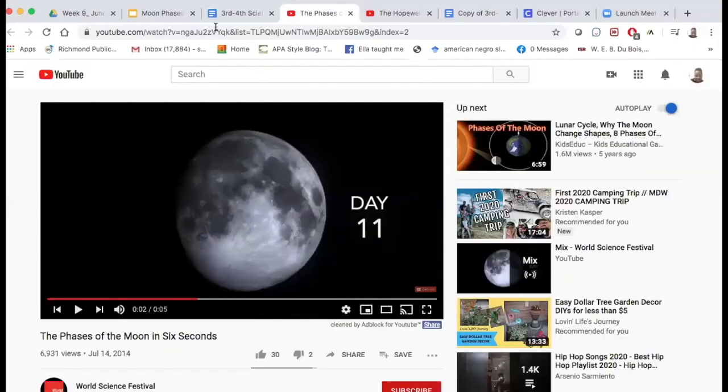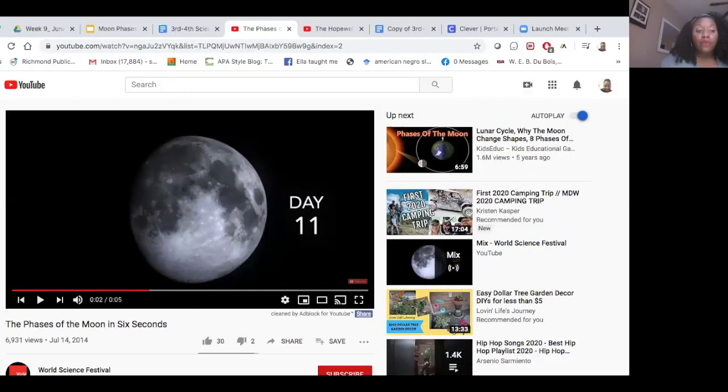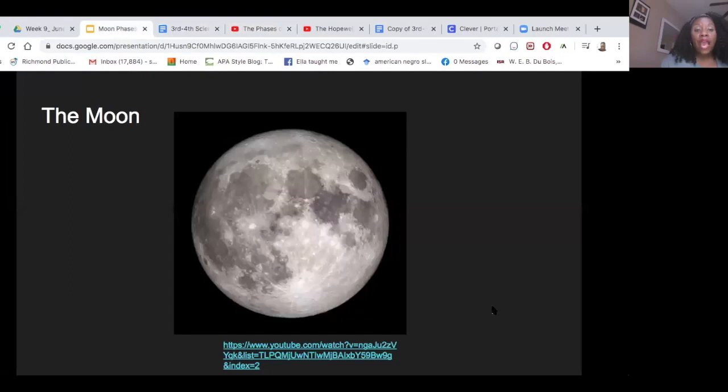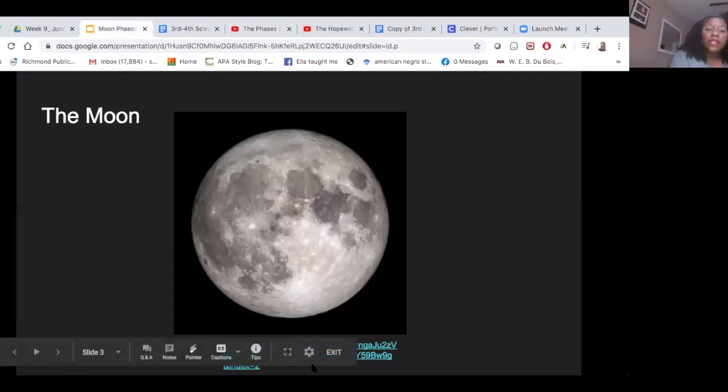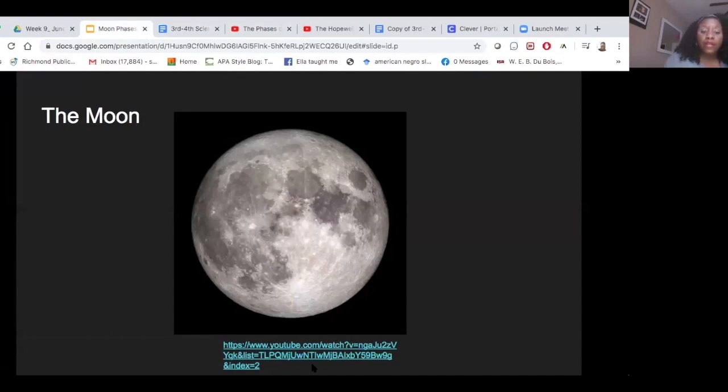All right. So again, that was really quick. And as you notice, you see that the moon begins to grow and then it decreases. So you see a little bit of light, more light, more light, more light. And then it's a full moon and then it decreases.